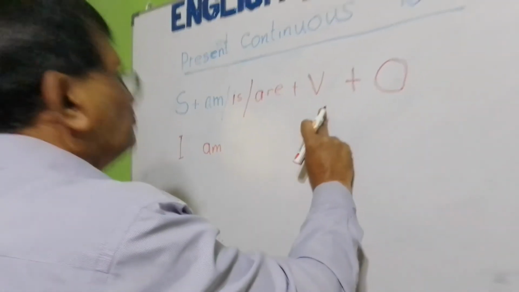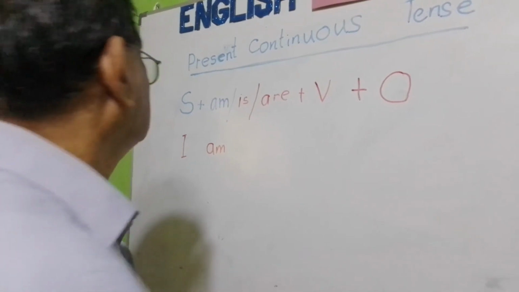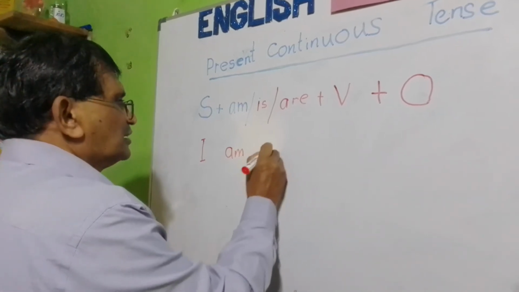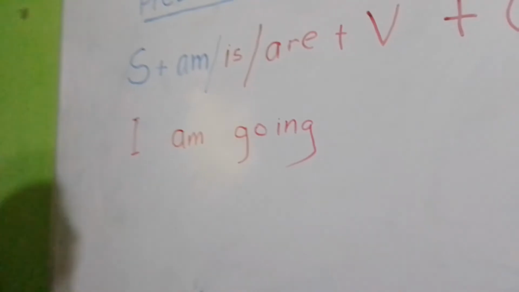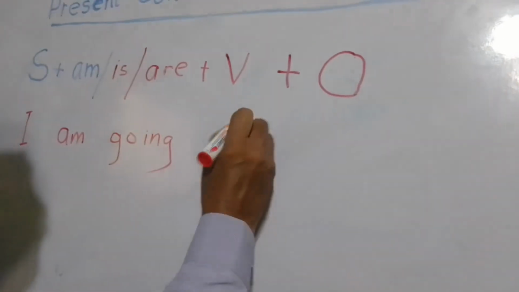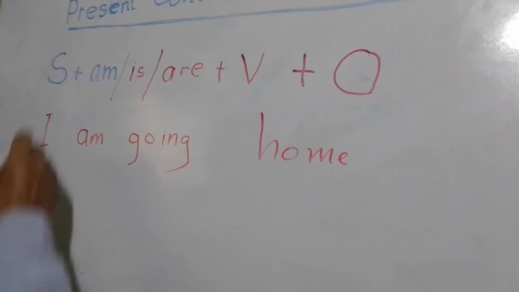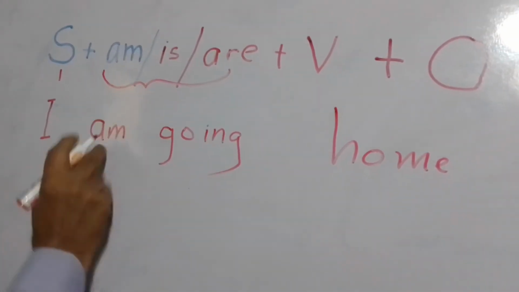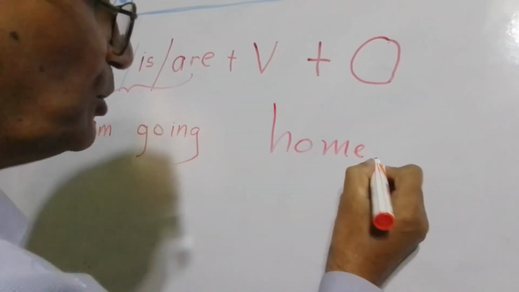After that, we have to use the verb with ing. Going. I am going. Okay. After that, we have to use the object. The object is home. Okay. The subject is I. The auxiliary verb is am. After that, going, the verb, and home, the object.